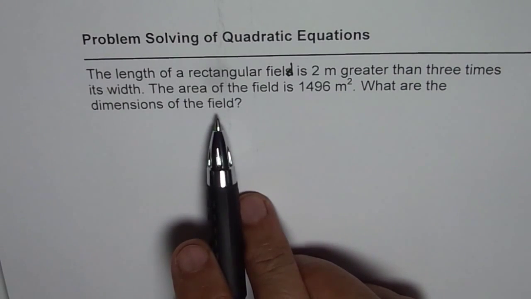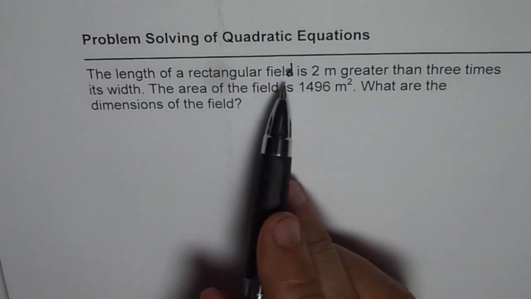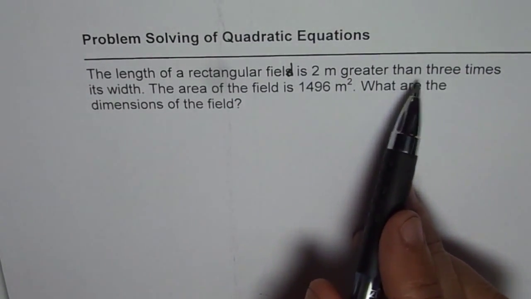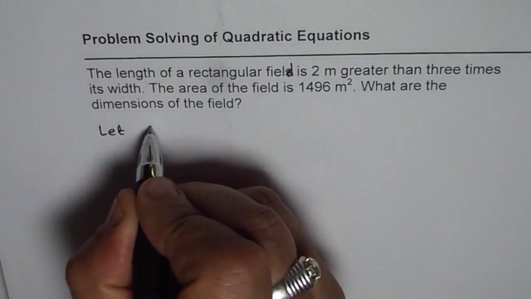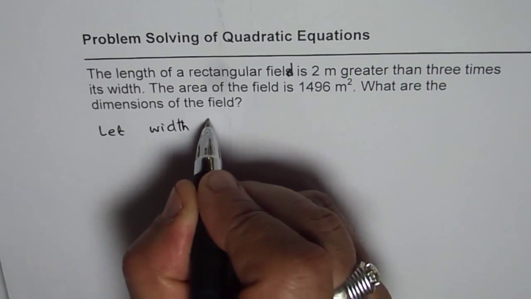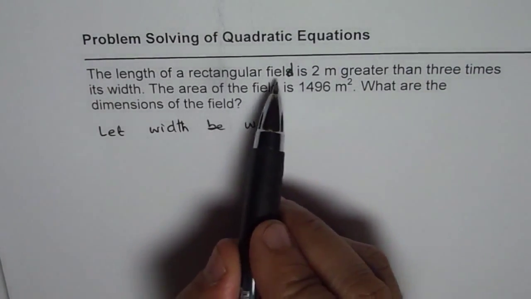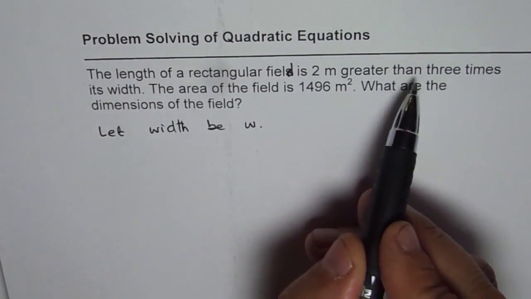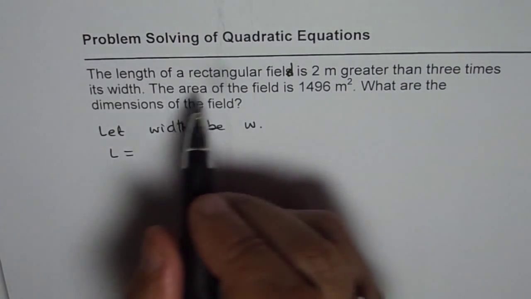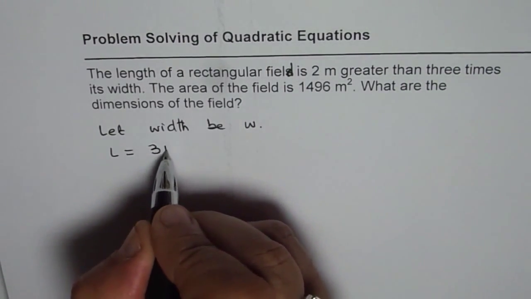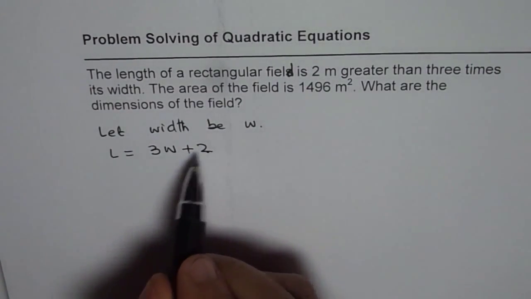So first thing is define variables. Now let's read the question. It says the length of the rectangular field is 2 meters greater than 3 times its width. So let's define width. Let width be W. In that case, length is 2 meters greater than 3 times width. So we must first multiply by 3 and then add 2. So that is length. Length is 2 meters greater than 3 times width.